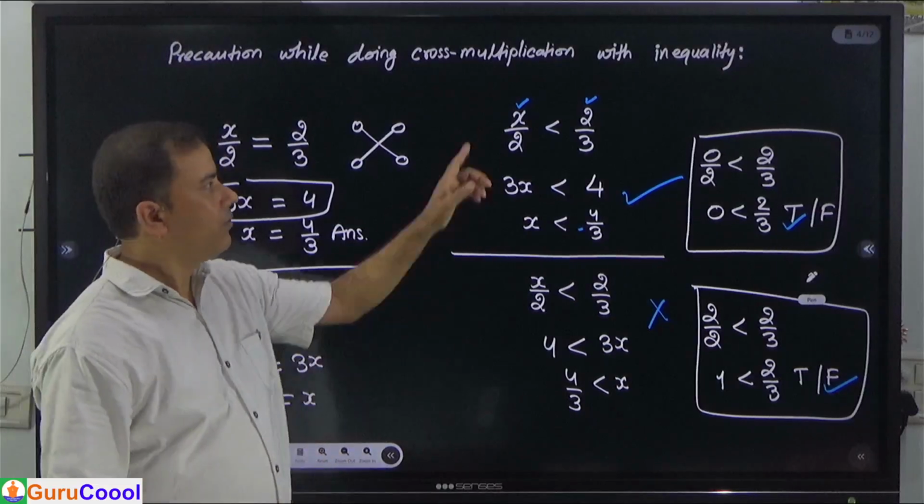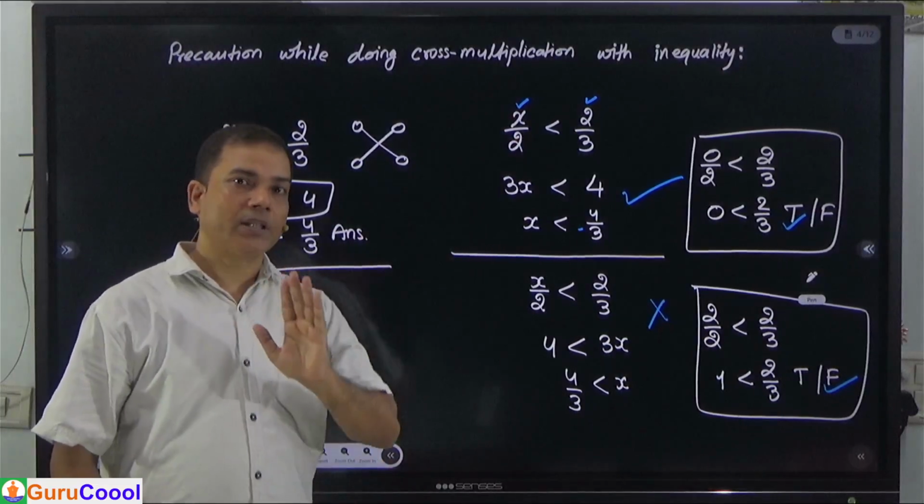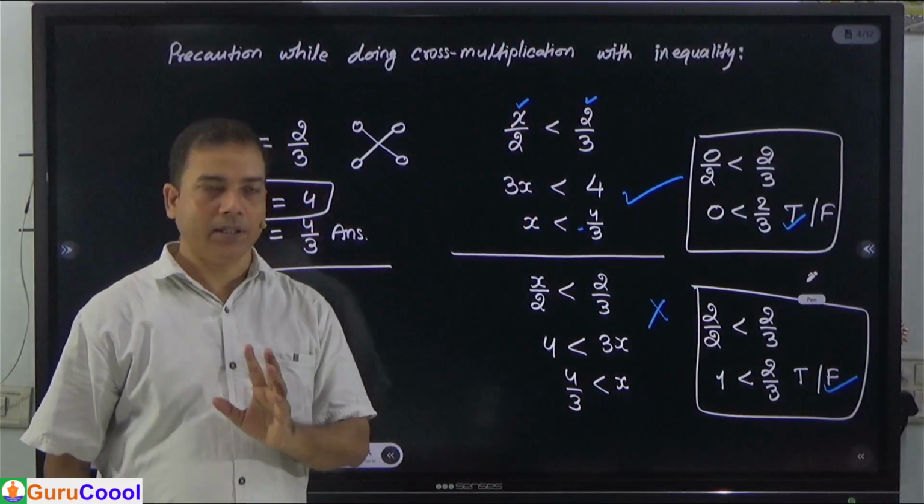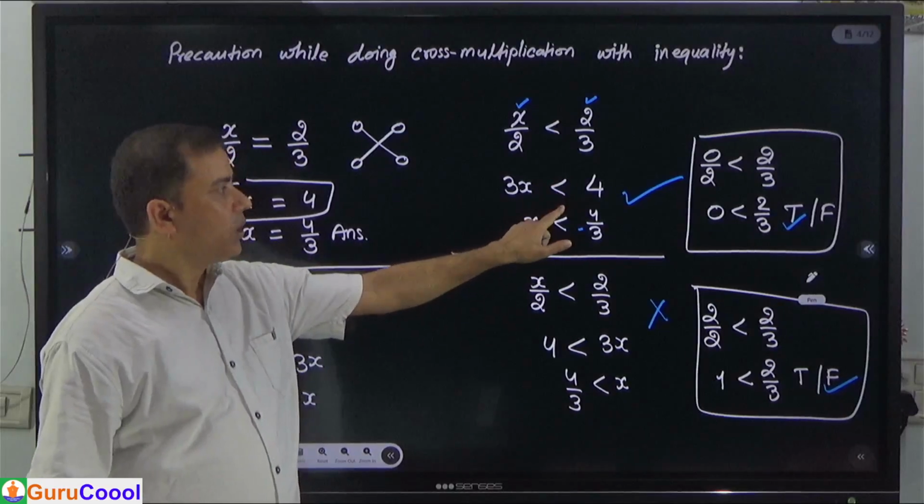Make sure the variable is kept on the same side. I mean, numerators should not change their places. If you go with that, you will get the correct result.